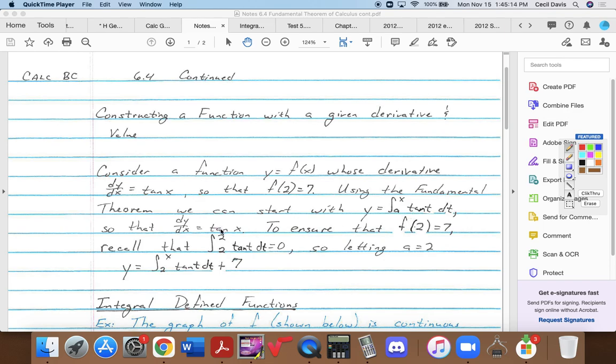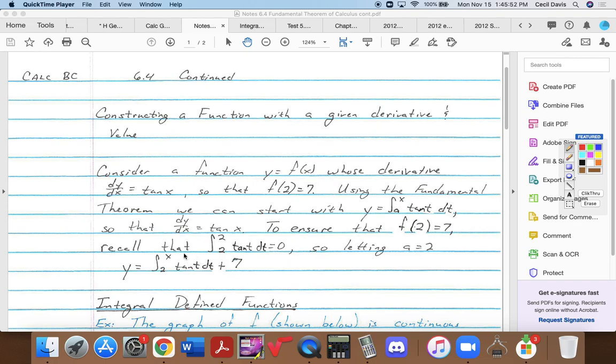Okay? Now, to ensure that f of 2 is equal to 7, the easiest thing to do is, remember, if we do the integral from 2 to 2 of anything, we get 0, right? So let a be equal to 2. Then the value of this at 2 will be, well, that's 0, and just add on a plus 7. So y would be the integral from 2 to x of tangent of t dt plus 7.